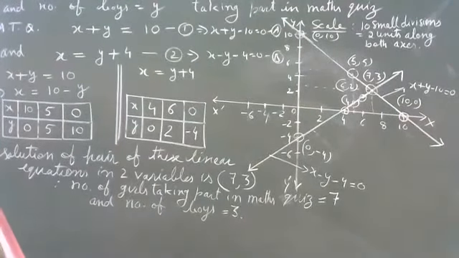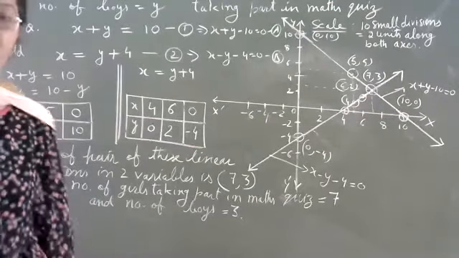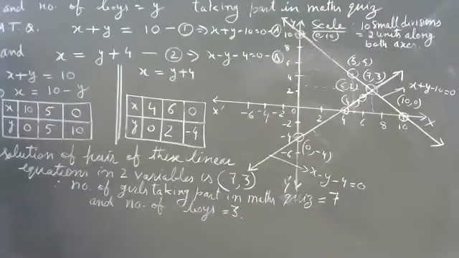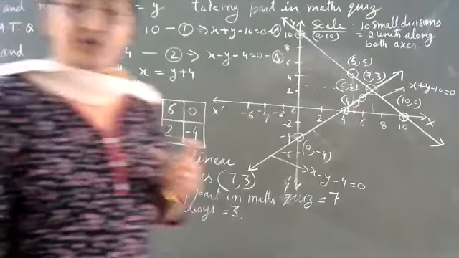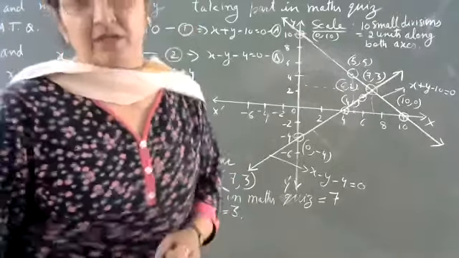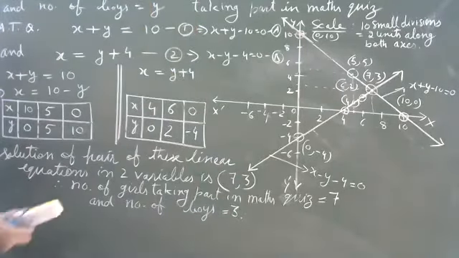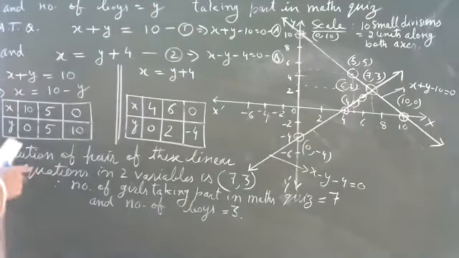Then question number 3. On comparing the ratios, you have ratios given, equations given, you have to compare the ratios of the coefficients. Find whether the following pair of linear equations are consistent or inconsistent. Consistent and inconsistent mean when their solutions are possible and when they are not possible. So start question number 3.